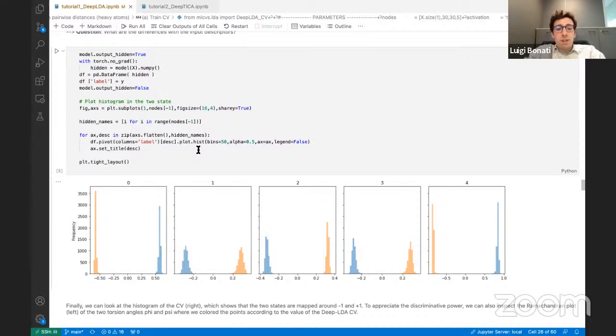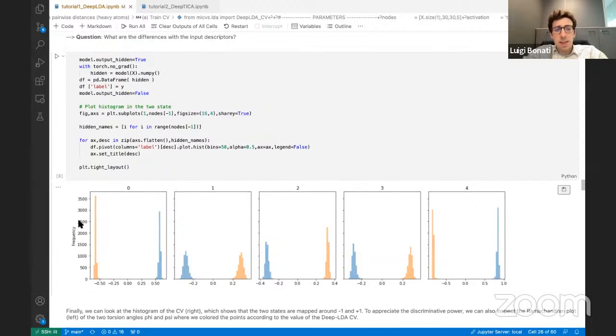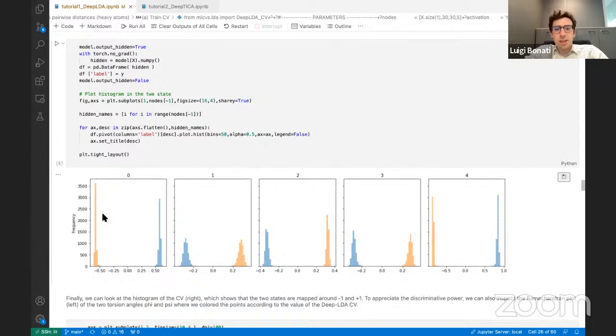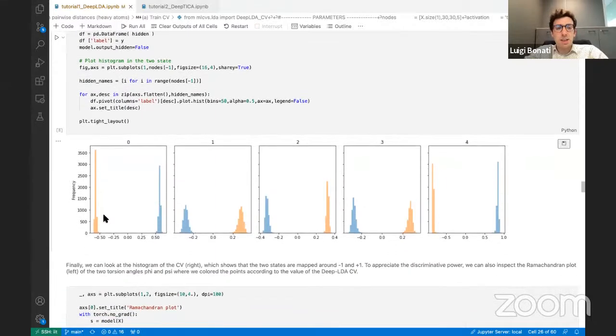You see that now it will be very easy. These are the histograms as before. At the beginning, I plotted the histograms of the input features. Here we are plotting the histograms of the outputs of the neural network, and we see that what the network is doing is learning a transformation such that the classes, the metastable states, are linearly separable, and so that the application of LDA results in a maximal effect.